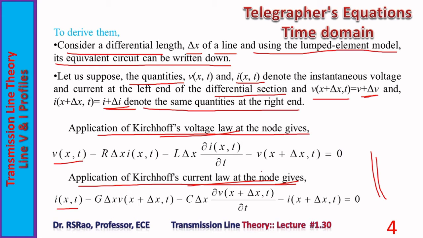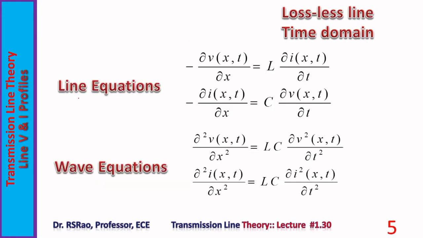They can be manipulated by writing this quantity V(x + Δx, t), V + ΔV, I(x + Δx, t), I + ΔI, and then dividing the entire equation by Δx, one can obtain those two equations. Now, those two equations, as already mentioned, are called line equations. Those line equations involve R and G, which we have derived. But when the line is lossless, R disappears, G also disappears. Ultimately, we are left with two terms, one on the left hand side, one on the right hand side.